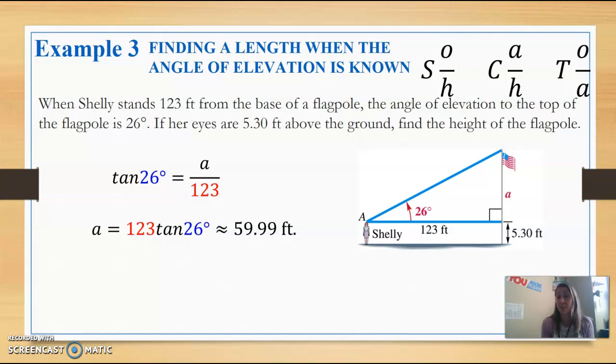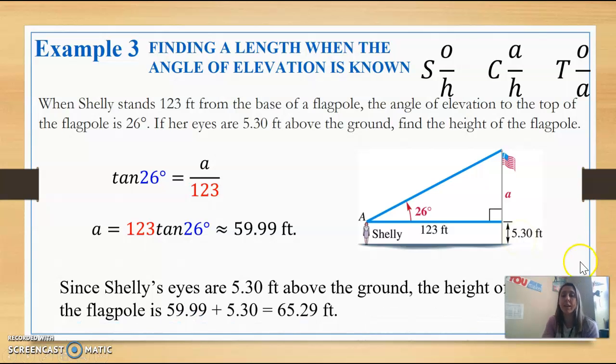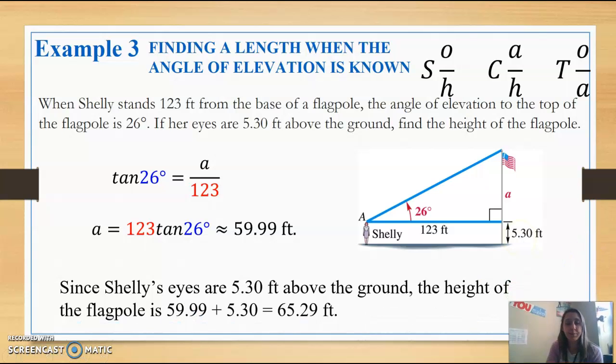feet. Now, that's not the question, right? We want to find the height of the flagpole. So if this is 59.99, we have this 5.30, we need to add that, so we end up with the flagpole being 65.29 feet. So go ahead and hit pause, make sure you get this in your notes.